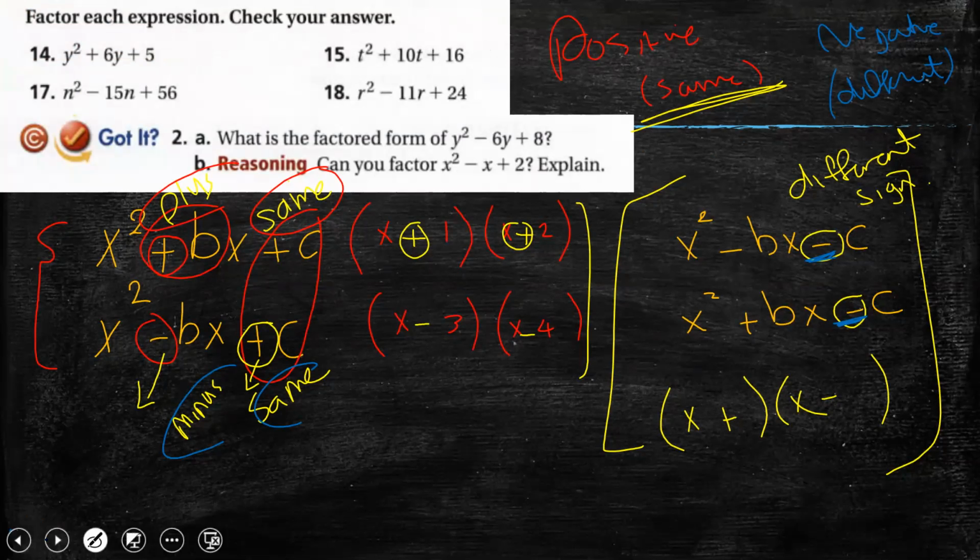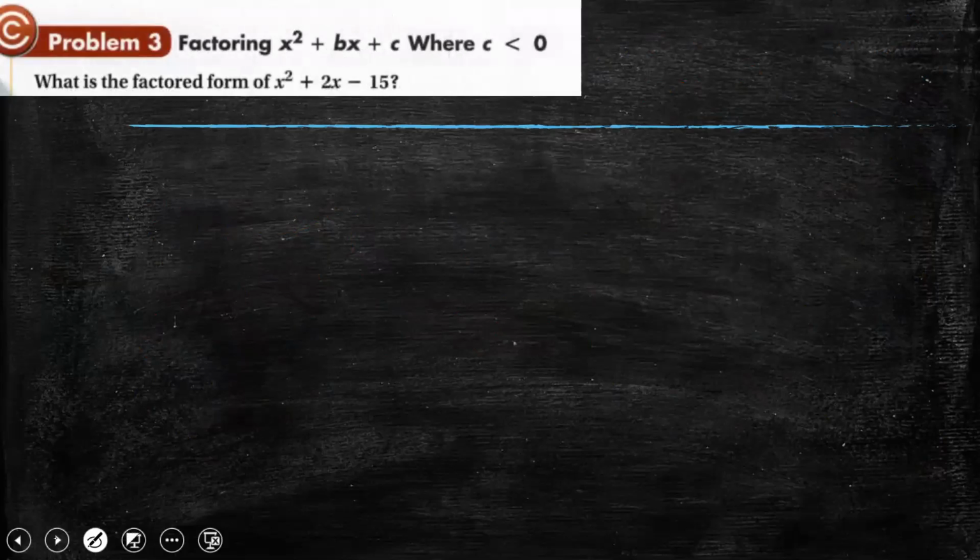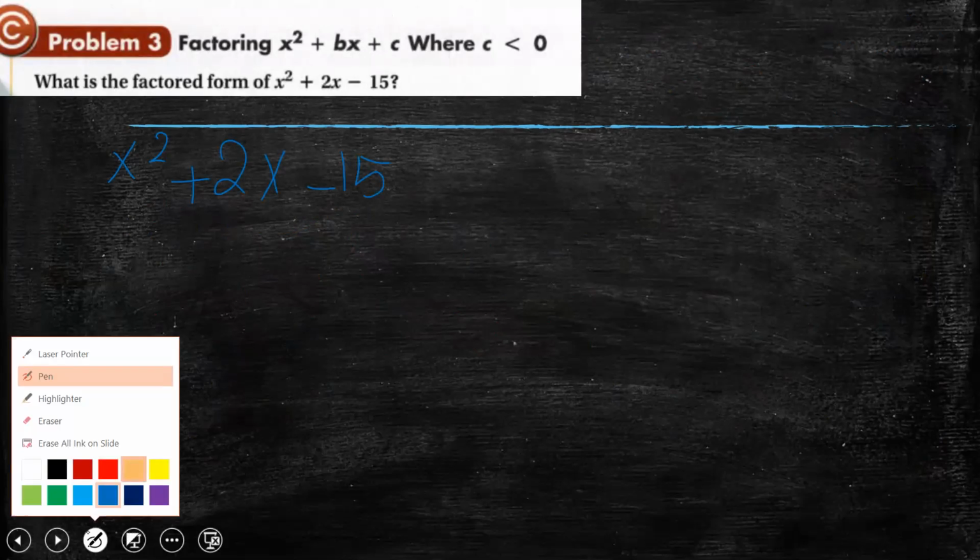Yeah, let's talk now about the third case. In this case, look at the sign of C. We have x squared plus 2x minus 15. In this one, what is the sign of C?